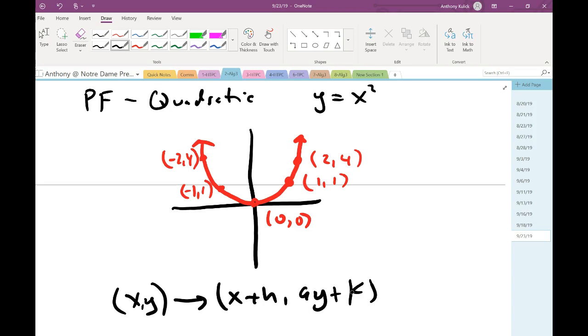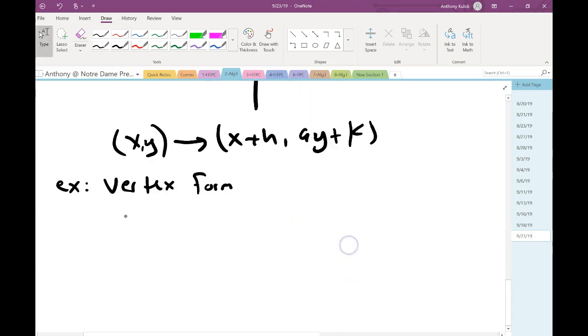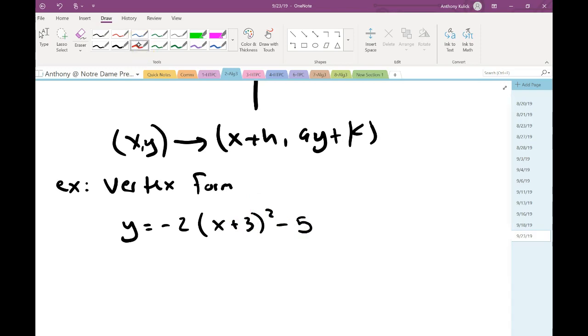If we're in one of the other forms, it's not nearly so easy to identify the A, H, and K, and we're not going to use this process in anything other than when we're in vertex form. So let me just show you guys an example. So let's say we have this vertex form equation. Everybody can identify this as vertex form.